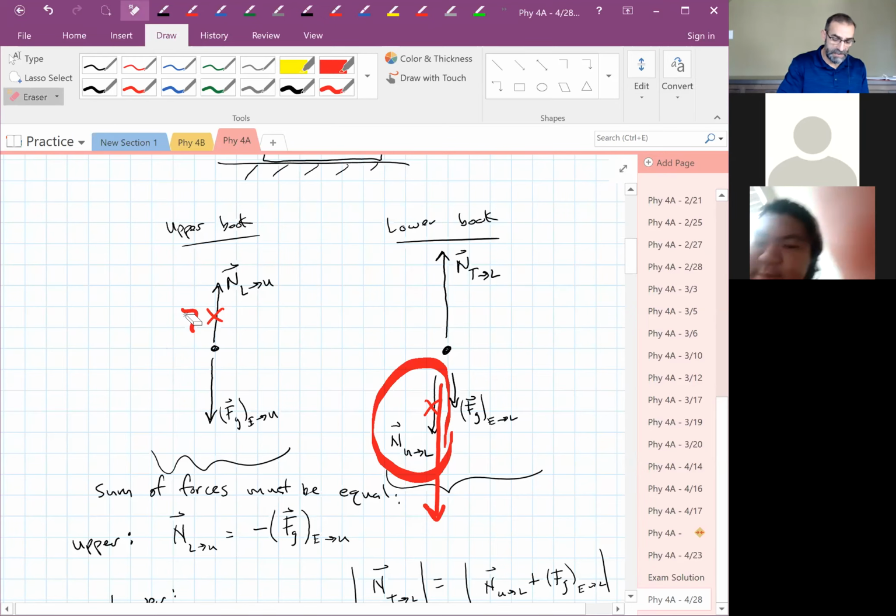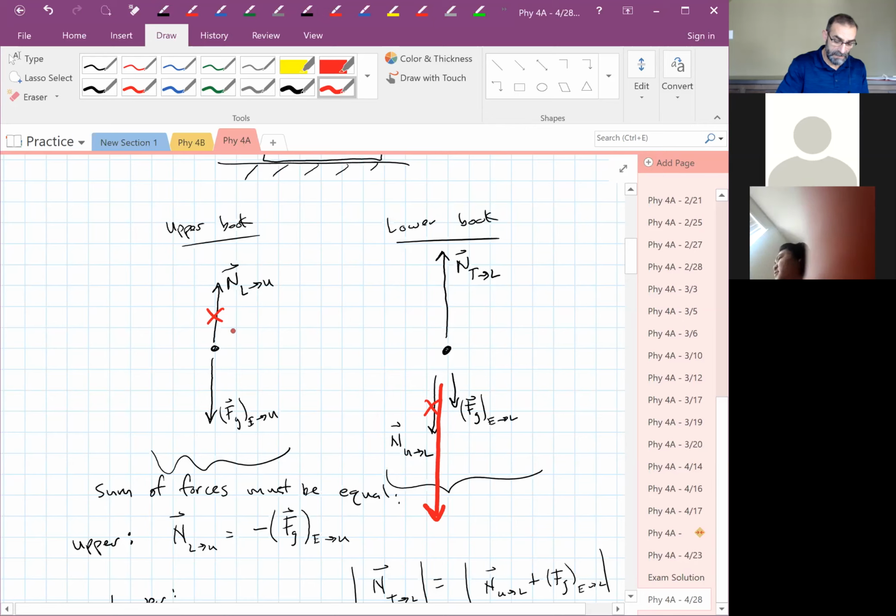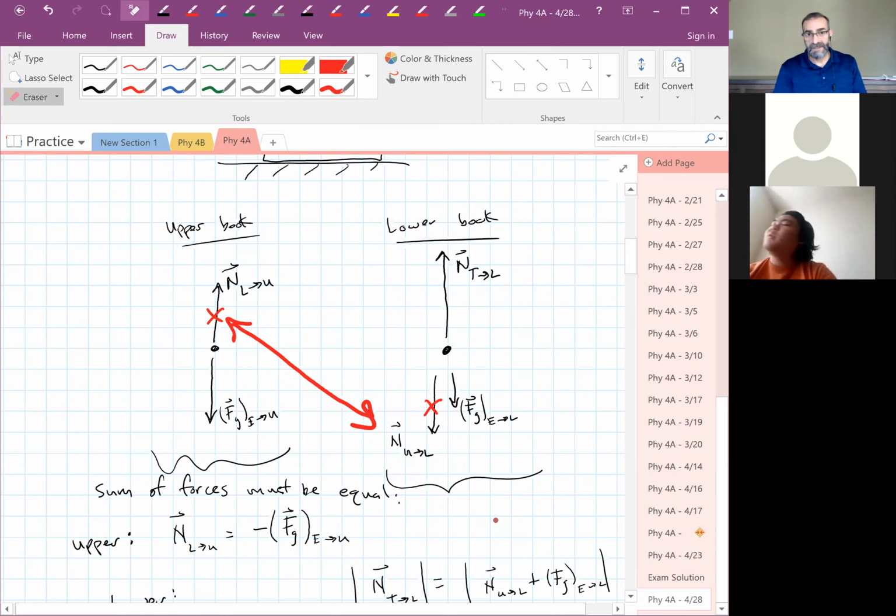But these two will always be equal and opposite. No matter what I do, these two forces will always be equal and opposite. I could push down harder on the upper book. I could lift up a little bit on the upper book. I could do all kinds of things, and those two will always be equal and opposite because they are a result of the same interaction.